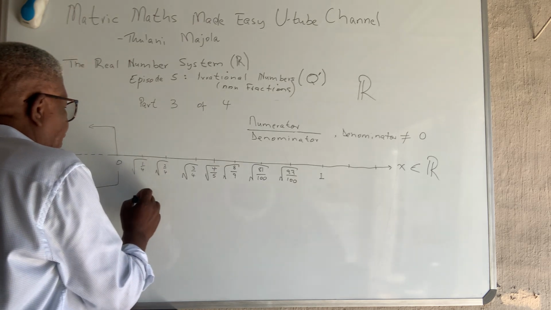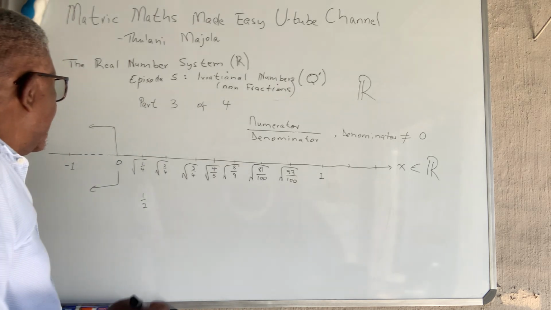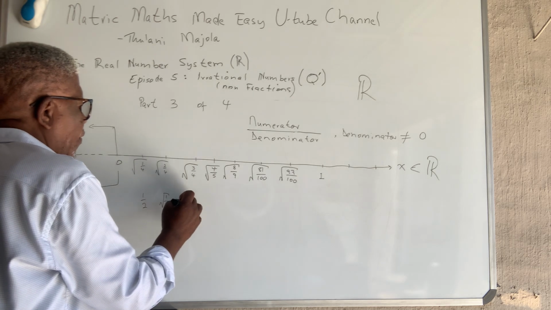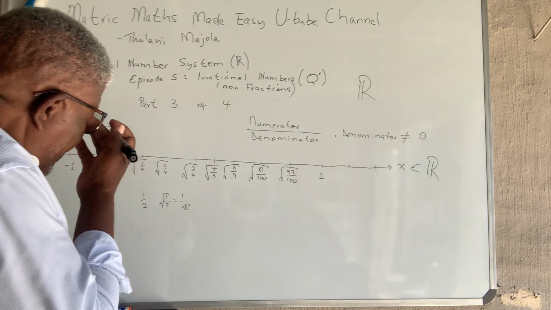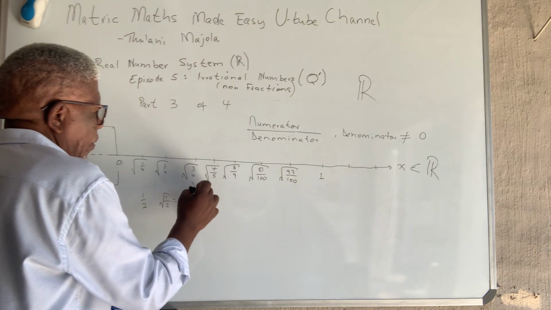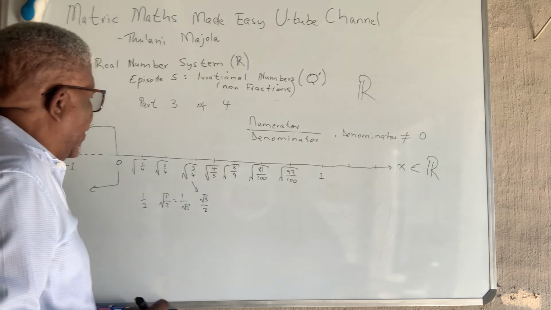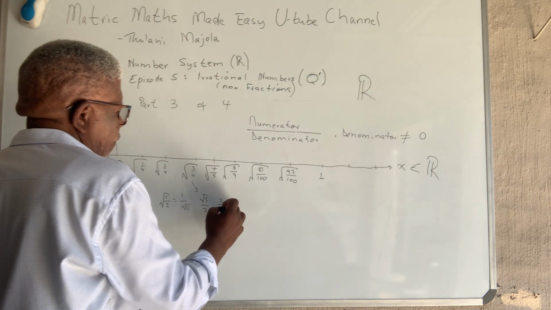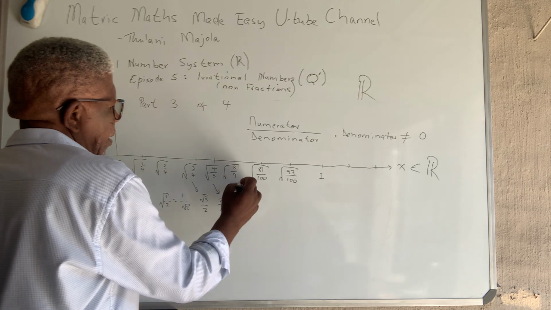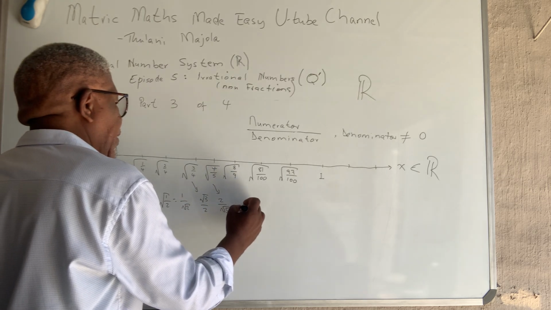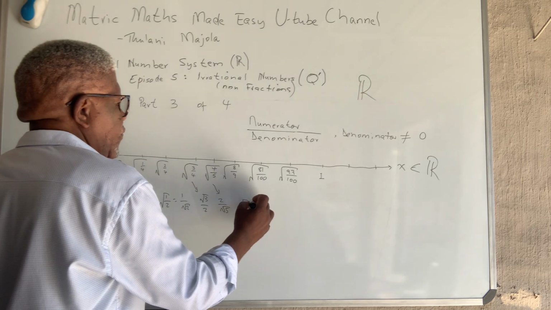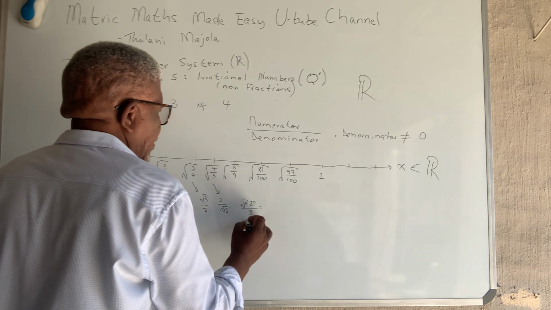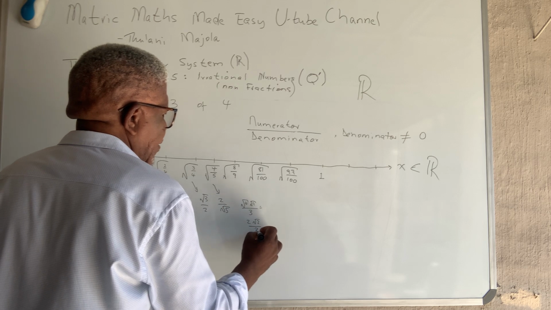So the square root of 1 over 4 is actually 1 over 2. It's half. The square root of 2 over 4 is the square root of 1 over 2, or you can say 1 over square root of 2, the same thing. The square root of 3 over 4 is the square root of 3 over 2. The square root of 4 over 5 is square root of 4, which is 2, over square root of 5. The square root of 8 over 9 is square root of 4 times square root of 2 all over square root of 9, which is 3. This will be 2 square root of 2 over 3.